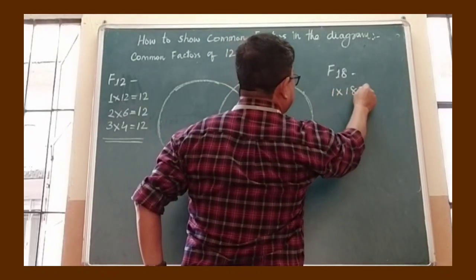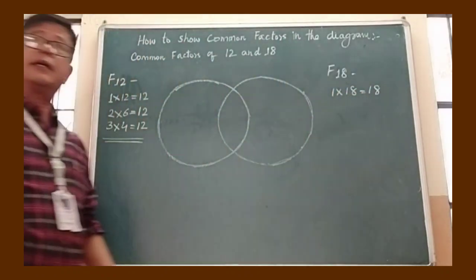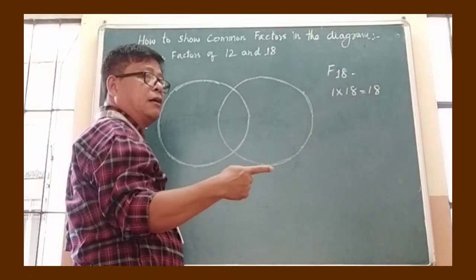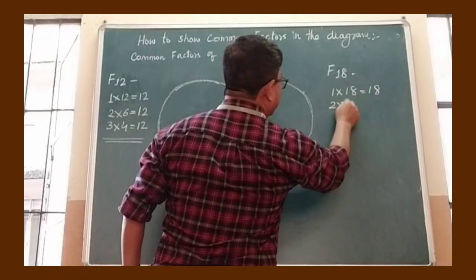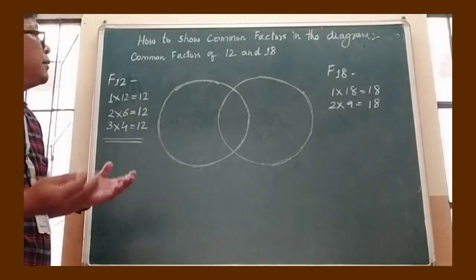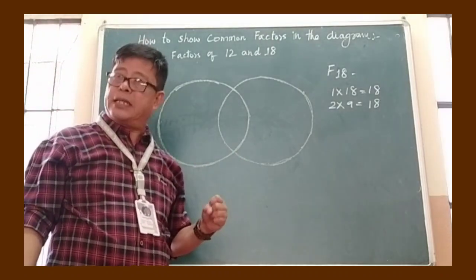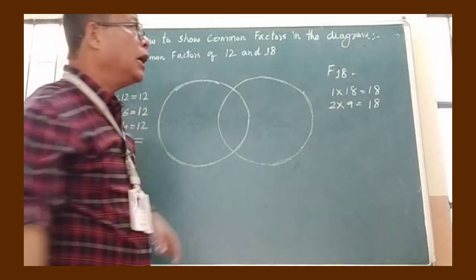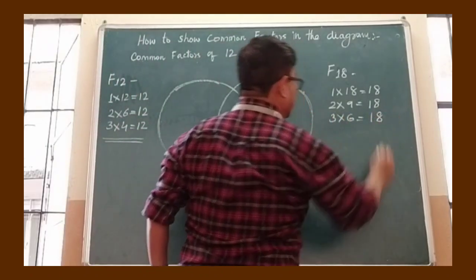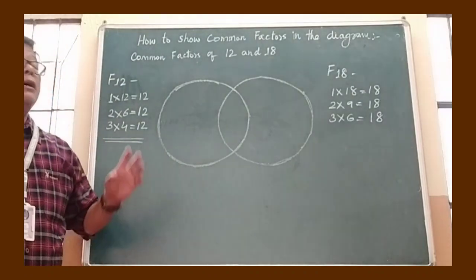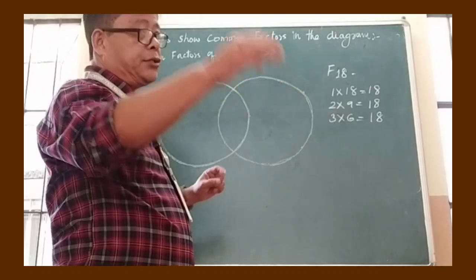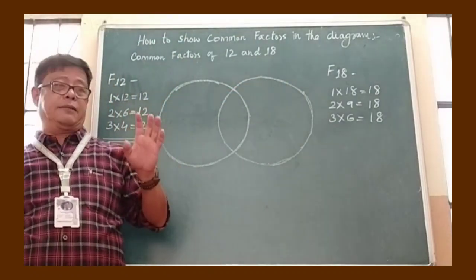1 times 18 is 18. Clear? Now 2 times 9 is 18. Now in the table of 3, 18 comes: 3 times 6 is 18. Now in the table of 4, will 18 come? It will not come.